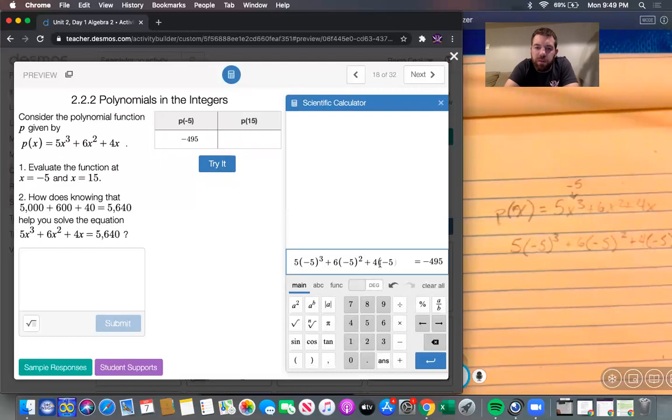With 15, we're going to do the exact same thing. All right, I'm going to have the 5. We're going to put the 15 in there, raise it to the 3rd power, and add it to 6. Put a 15 in there again, raise it to the 2nd power this time, plus 4, and again that 15. And now we've got 18,285.